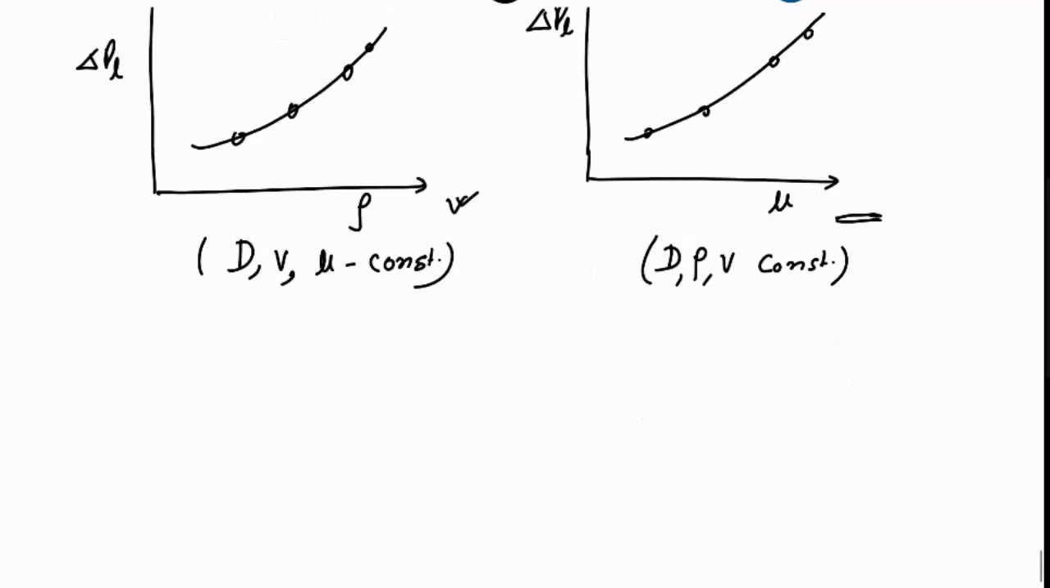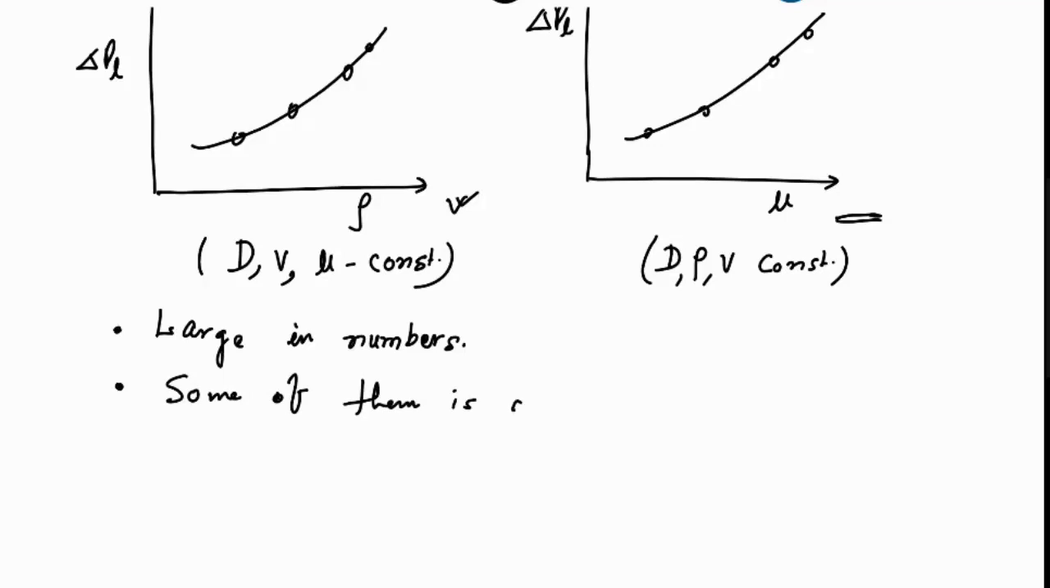So I can say first demerit is large in numbers. A large number of experiments. Another is some of them are difficult to perform.